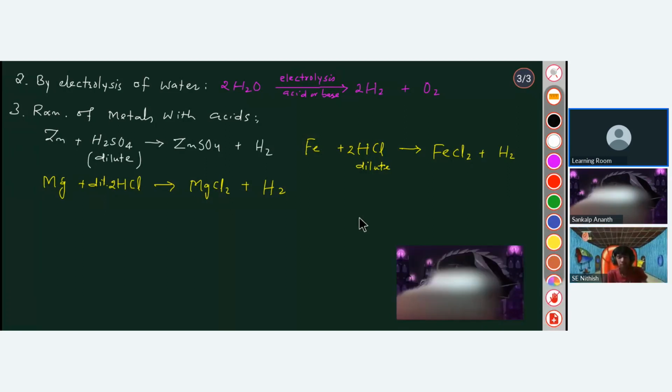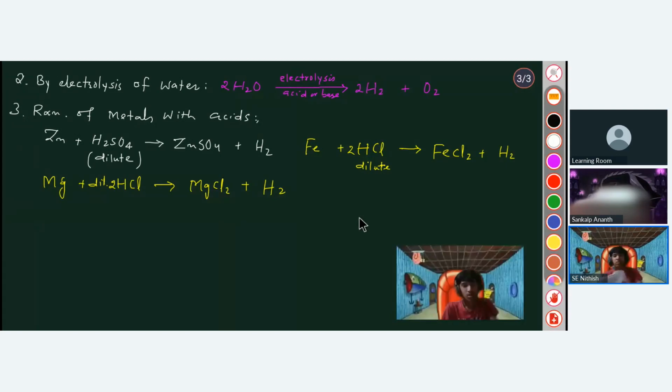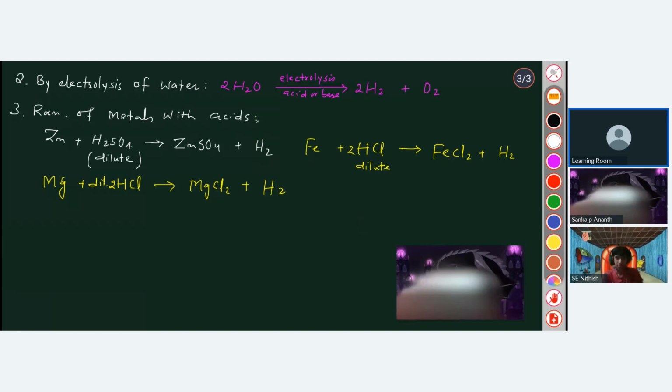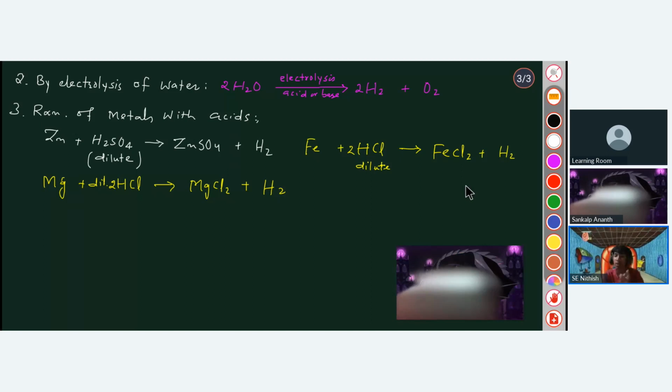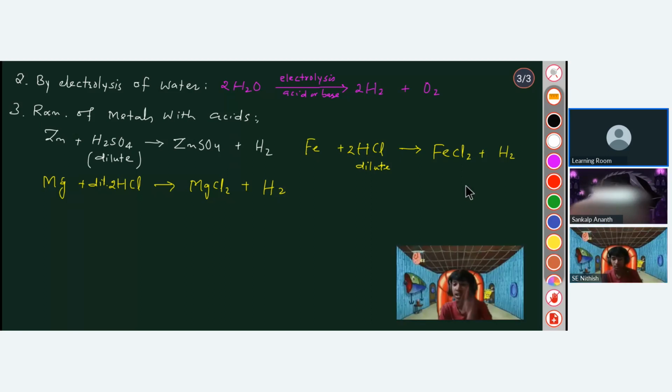So what about bases, sir? Can metals react with bases also? Exactly, they can react. Then they can produce hydrogen gas. I will write those reactions. Chlorate, hypochlorate, everything is one; the ion is negative one. So chlorine, chlorate, hypochlorate, everything is one, right, sir? Yes.